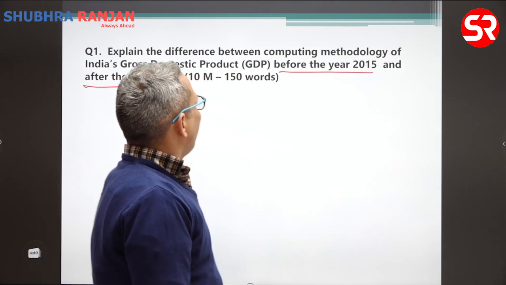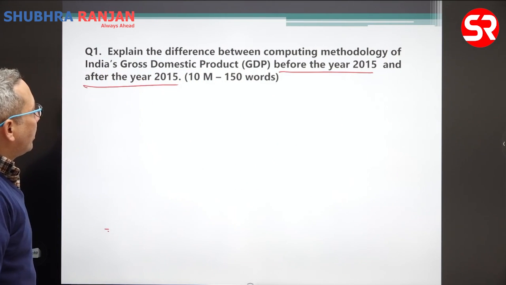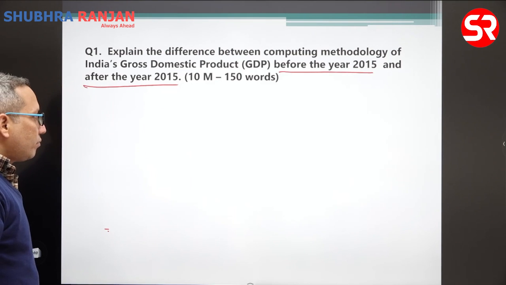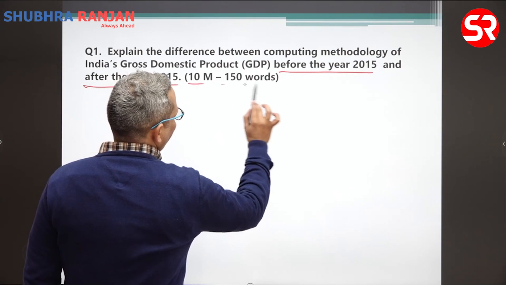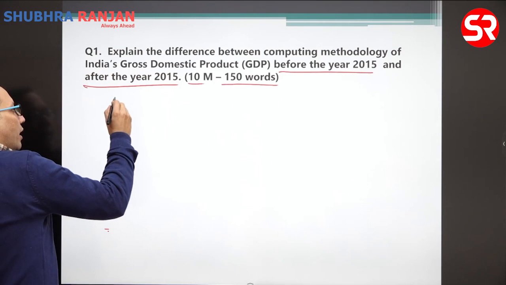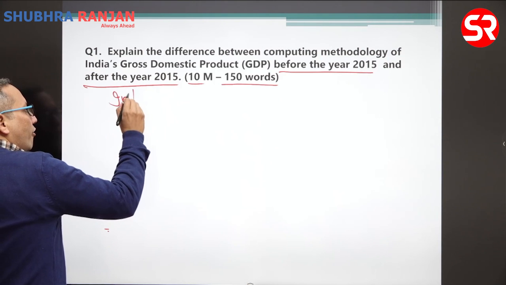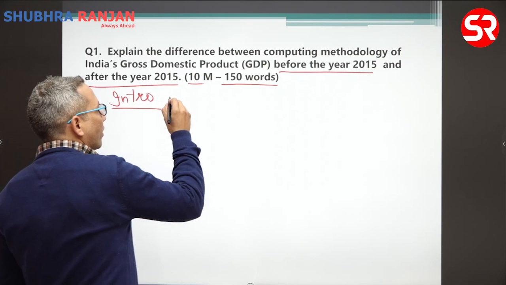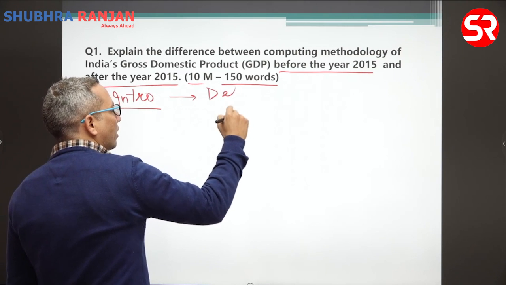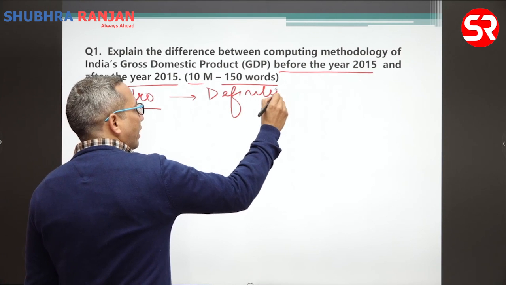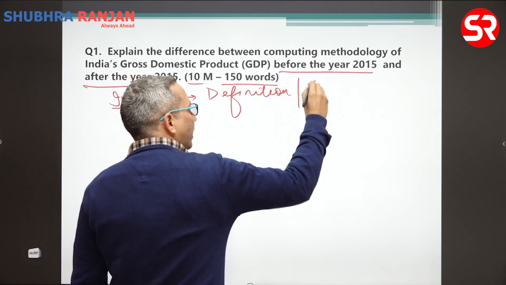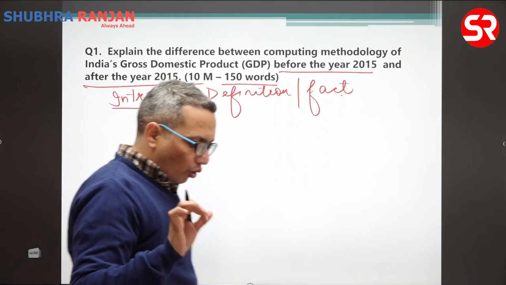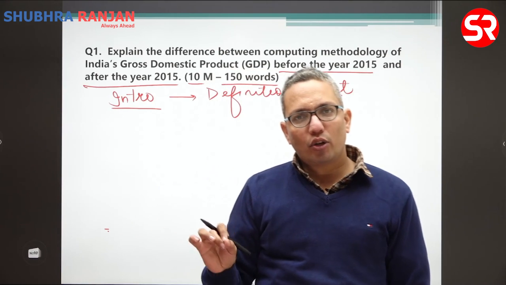So this question is like a symbol that there is a pattern change in UPSC. The question is, what's the difference between the computing methodology of India's GDP before 2015 and after the year 2015? 10 marks, 150 words. Remember, in the economy section, if we have to give an introduction, we'll always start with either a definition or a fact. This is a rule for Indian economy. We'll either give a definition or we'll give a fact.